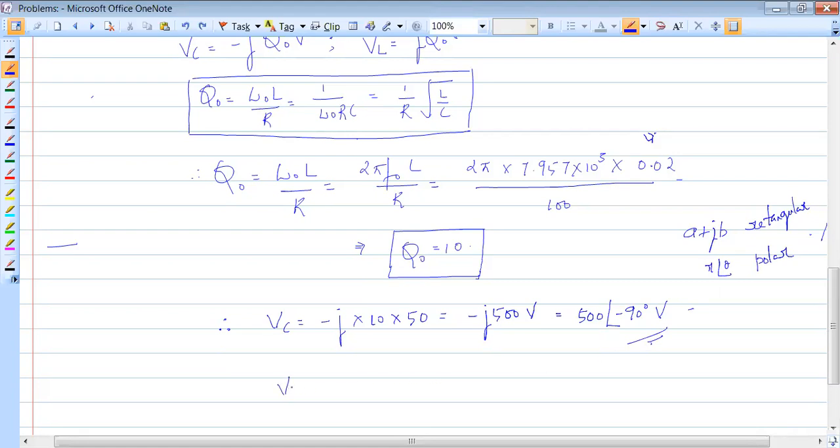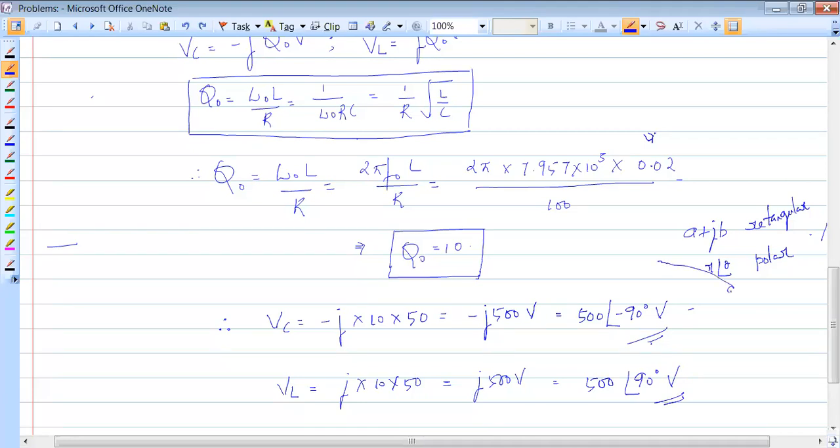Similarly, let's go with VL, which is given by j into 10 into 50, and that's j 500 volts in rectangular form. In polar form it is 500 at an angle of 90 degrees volts. Is this okay with you?